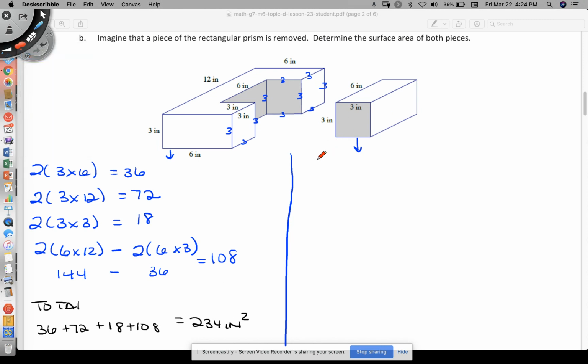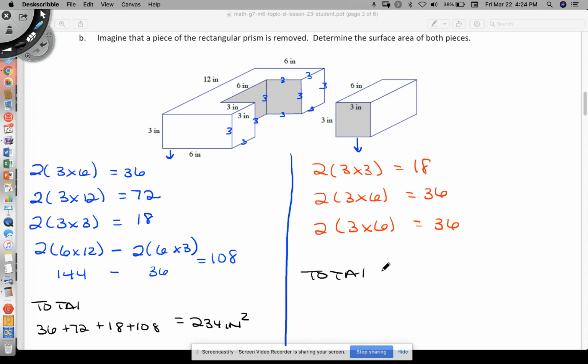Now let's find the smaller one. This one's going to be a little easier. I have 2 3 by 9s. Oh, excuse me, 3 by 3s, which gives me 9, with a total of 18. And then I have 2 3 by 6s. That's going to give me 36. And I have another 2 3 by 6s, which gives me another 36. And so my total on this side is going to be 18 plus 36 plus 36, which gives me 90 inches squared.